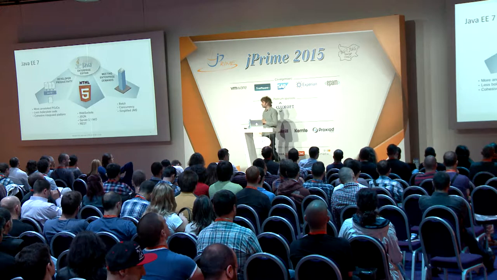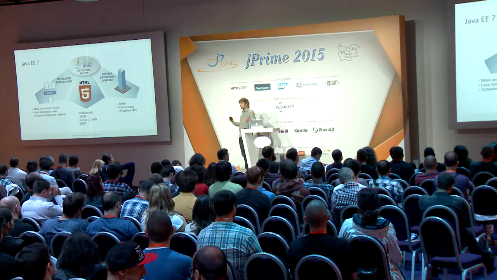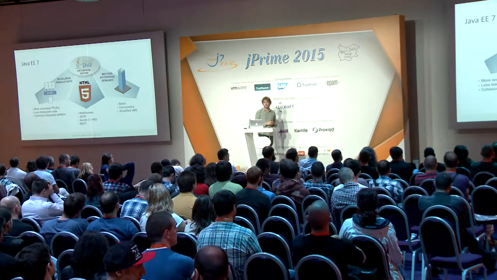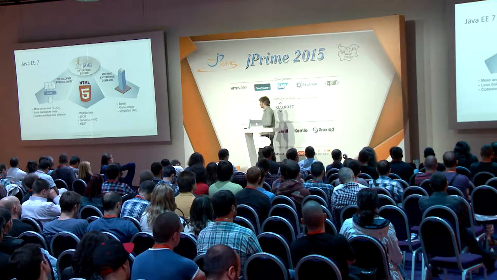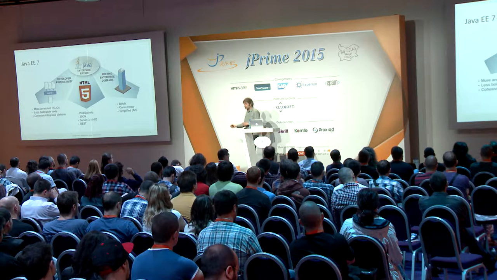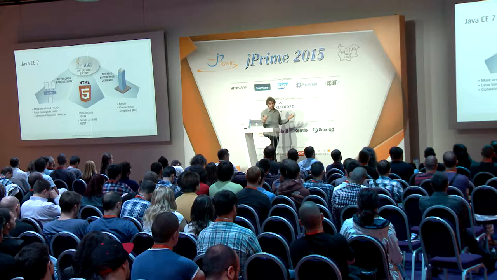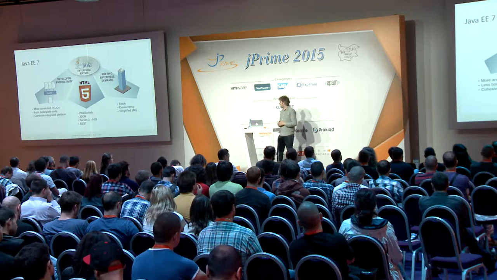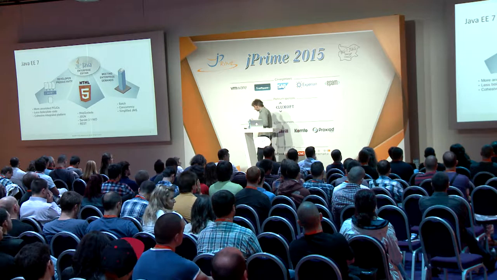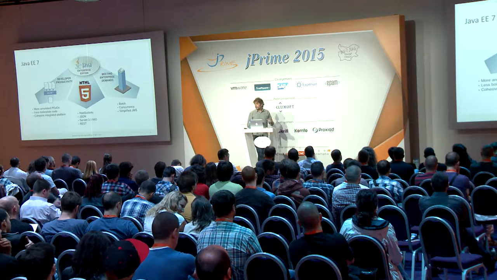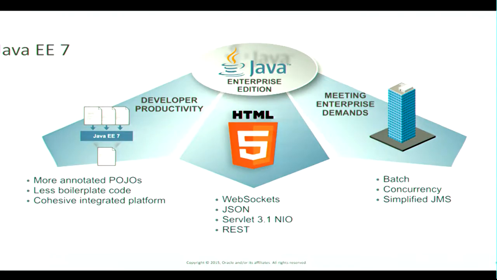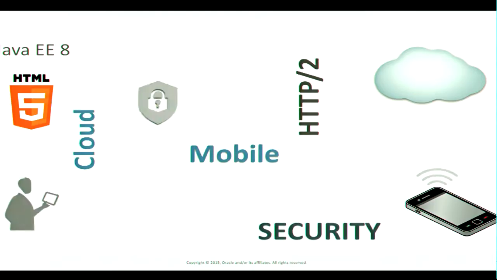So, the context. The current release is Java EE 7. Java EE 7 was finalized in 2013, so nearly 2 years ago. We did quite a lot of stuff in Java EE 7: HTML5 support, we added a new WebSocket API, and so on. But that's not the topic for today. Since the specification was finalized, we had to think about what is coming next, so we had to think about Java EE 8.